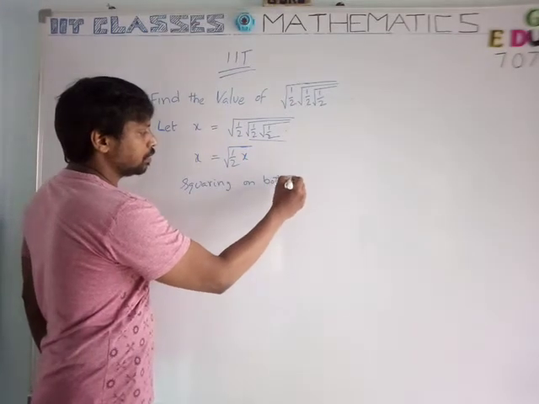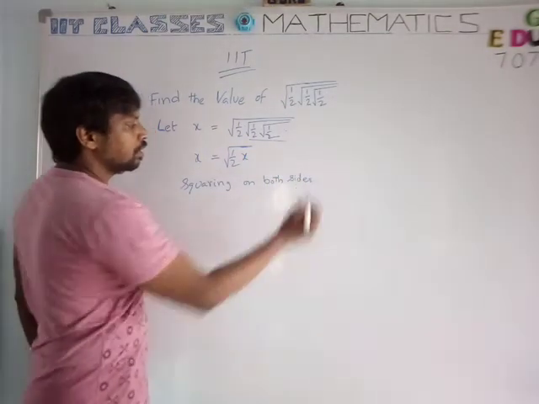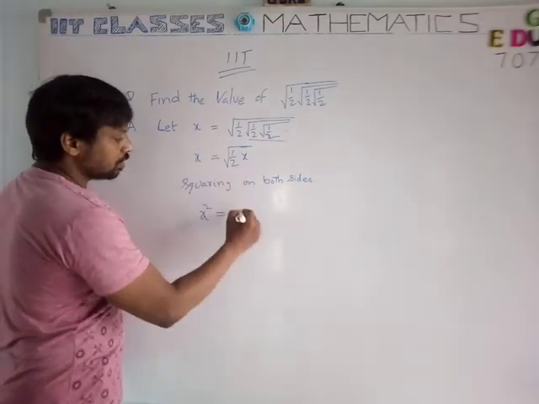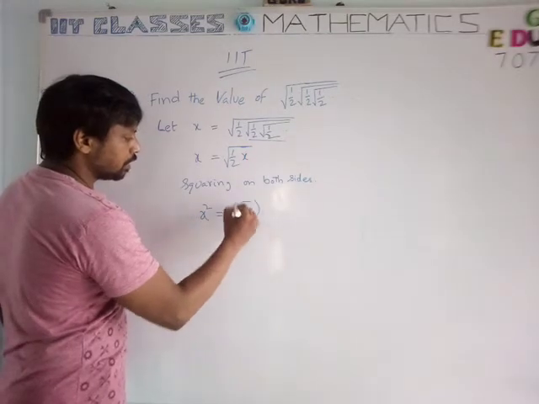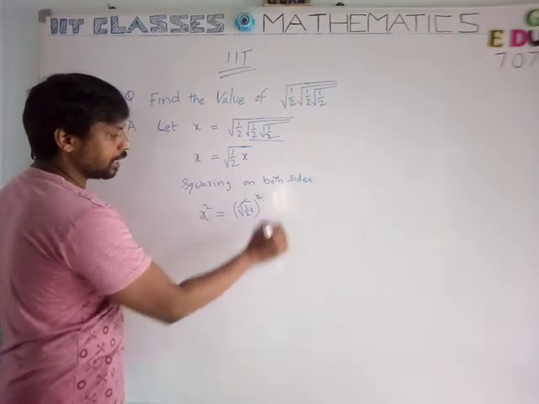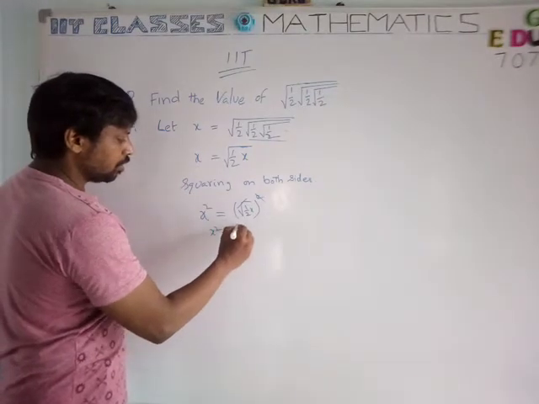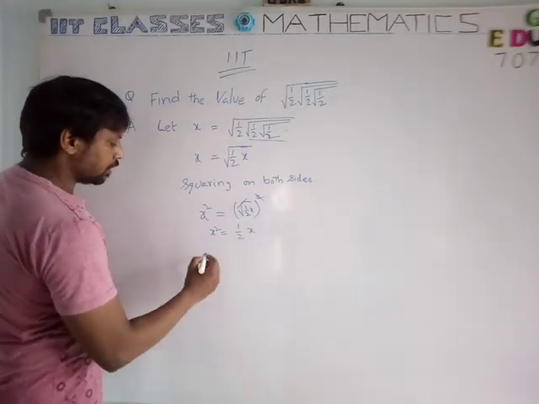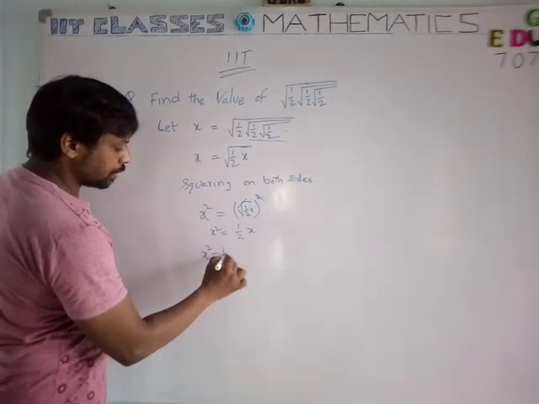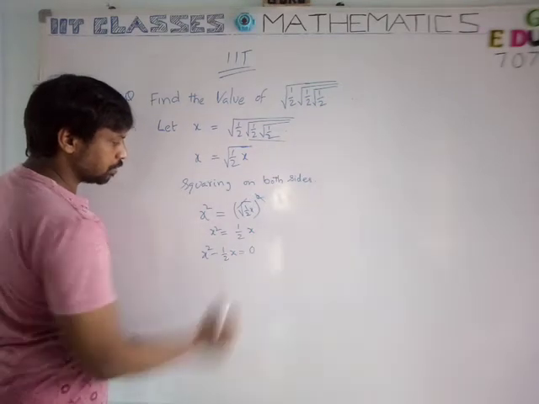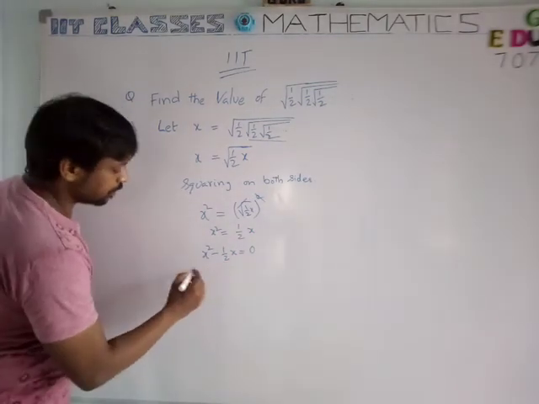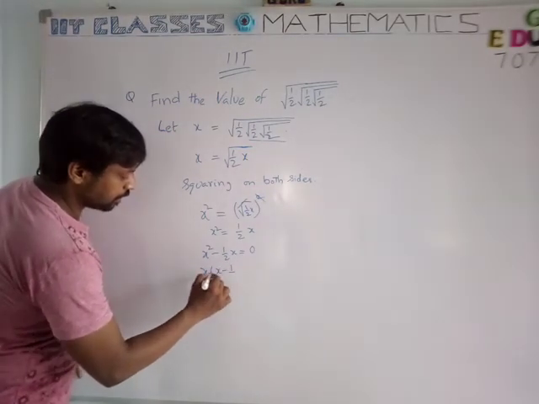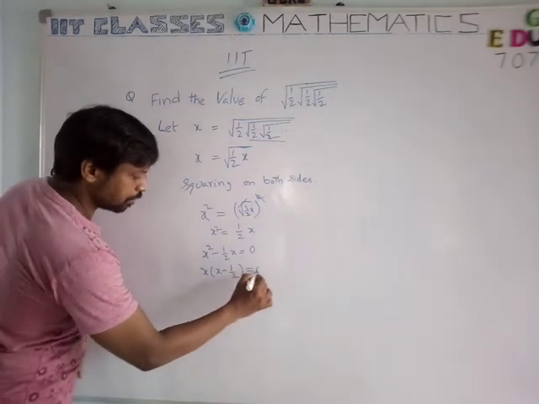Squaring on both sides, this is x square equal to root 1 by 2x whole square. That means this root and square cancel. Therefore x square equal to 1 by 2x. Okay. Shift this term to this side, x square minus 1 by 2x equal to 0. Here x and x common, take x common. x into x minus 1 by 2 equal to 0.